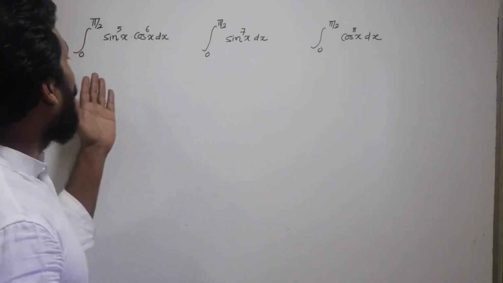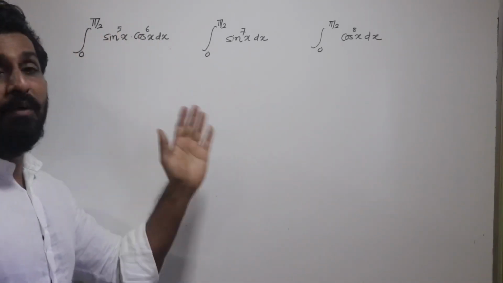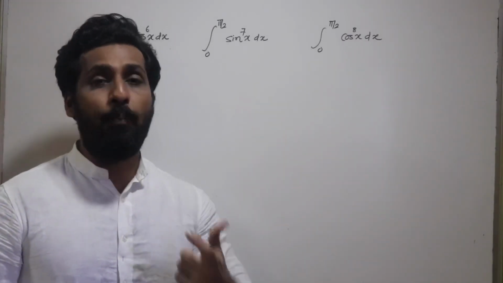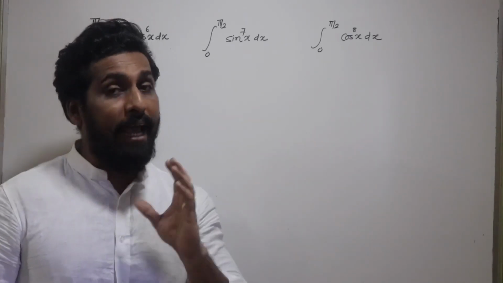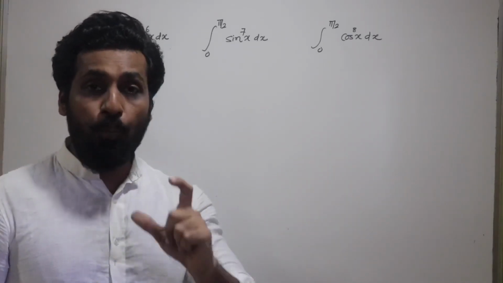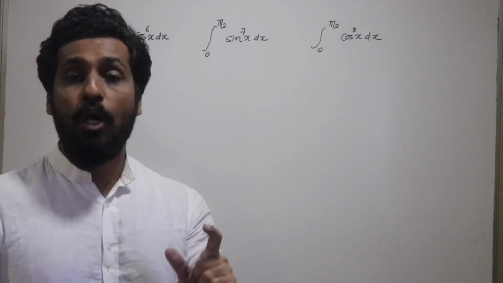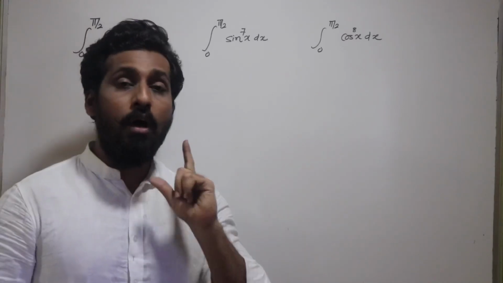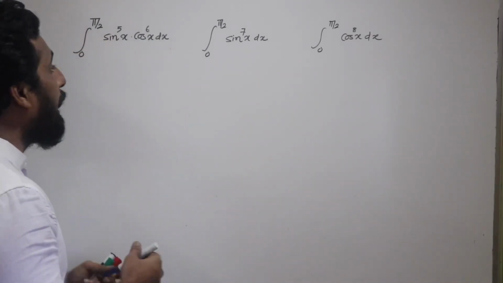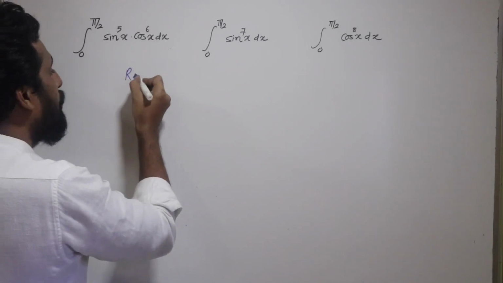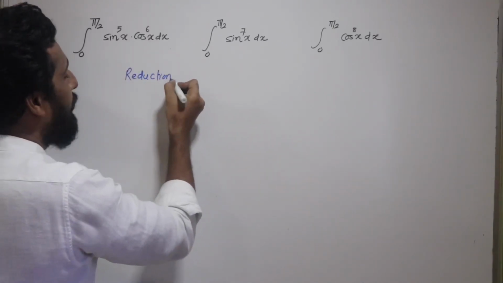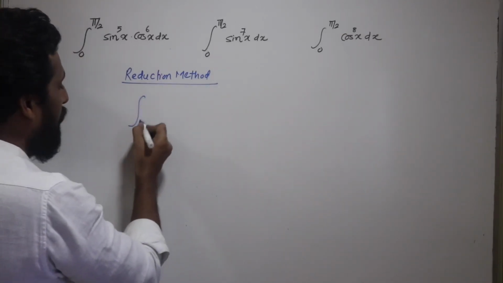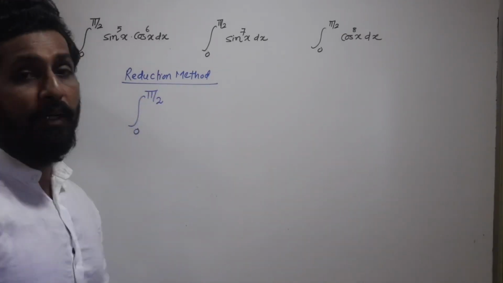Now, if you take a look at this question, every question has limits 0 to pi by 2. Even if I change the limit from 0 to pi by 2 to say 0 to pi or 0 to 2 pi, the technique can be utilized, but the limit should be reduced to 0 to pi by 2. So make sure that your question of this type always has limits 0 to pi by 2. This particular technique is called the reduction method, and it is applicable for integrals having limits 0 to pi by 2.